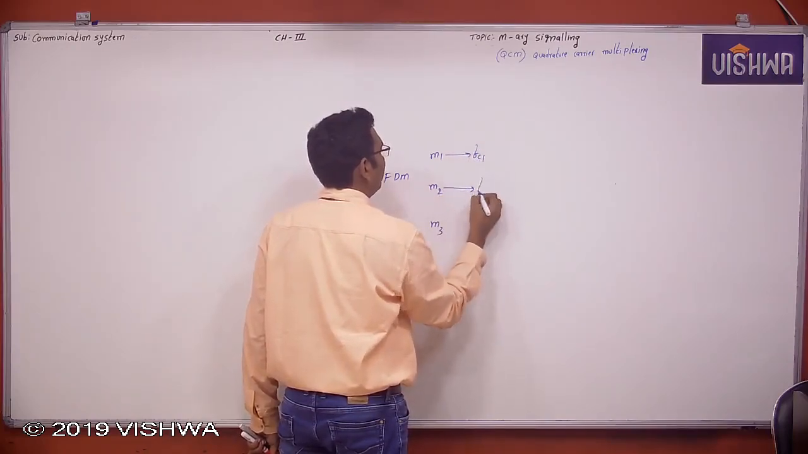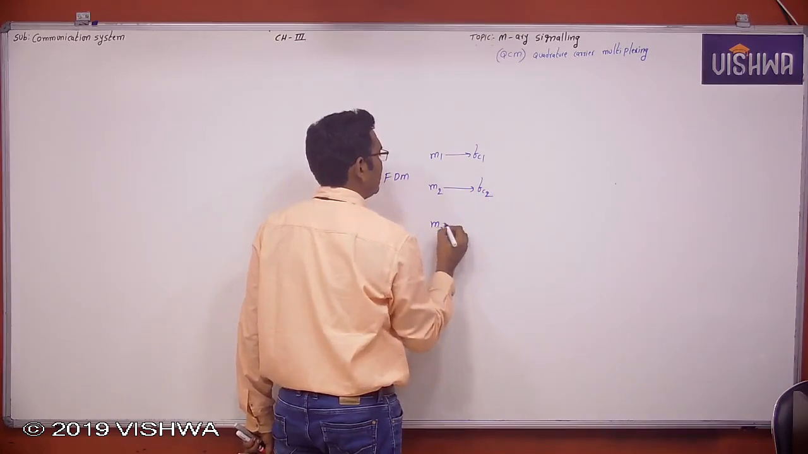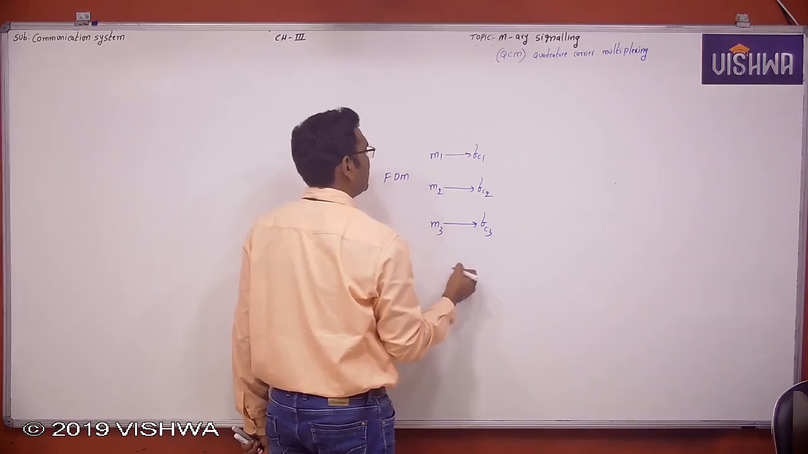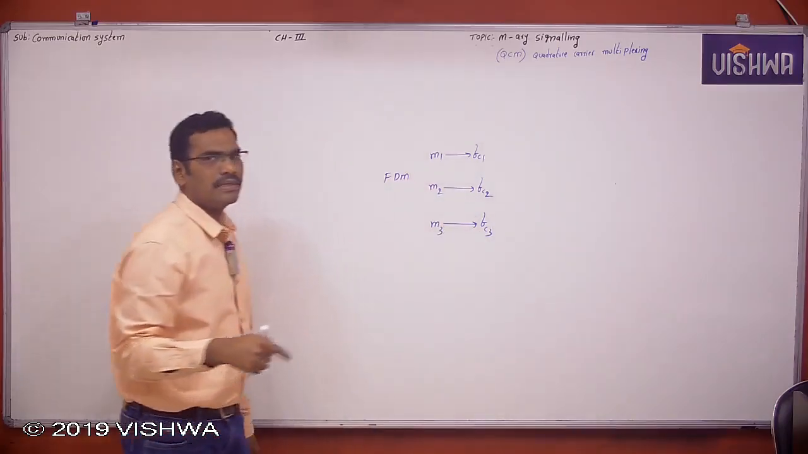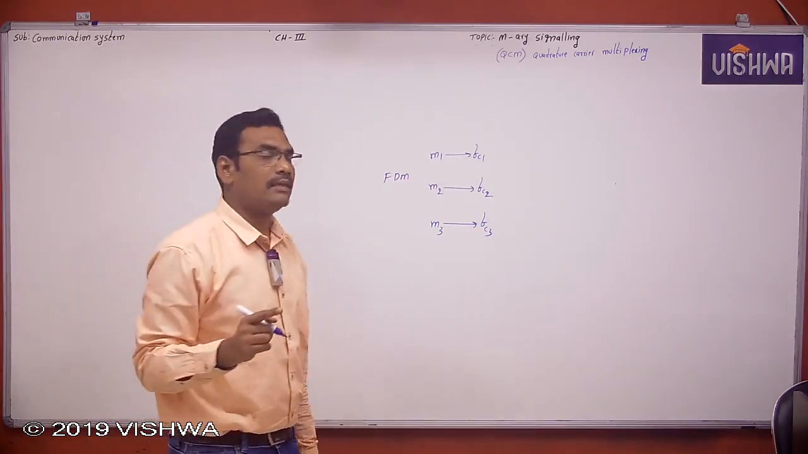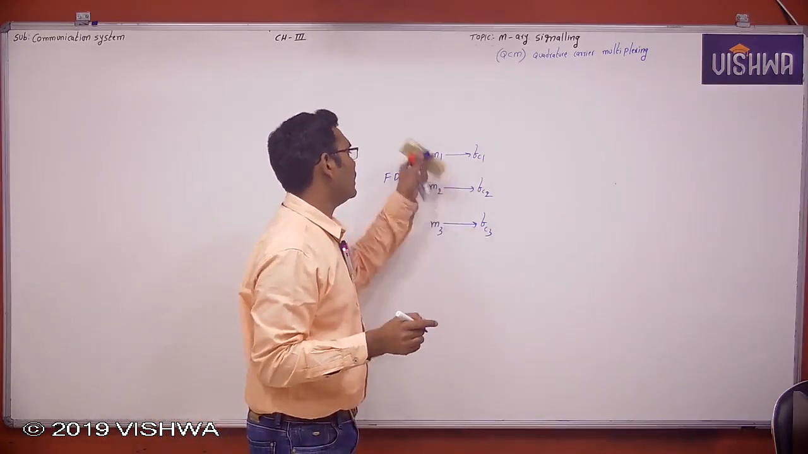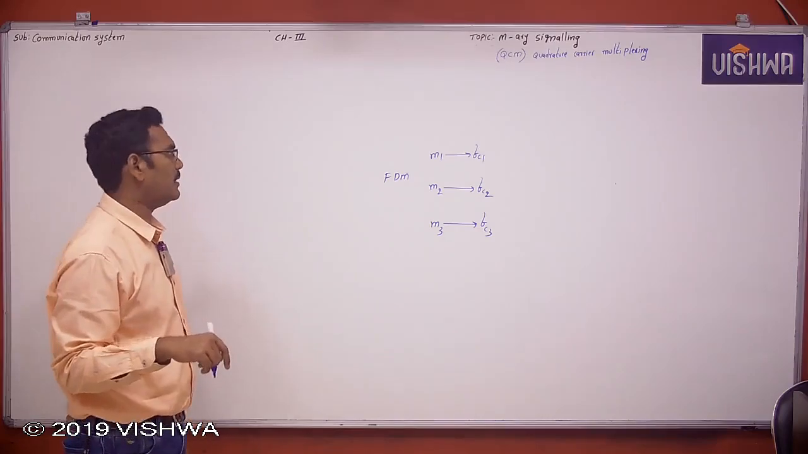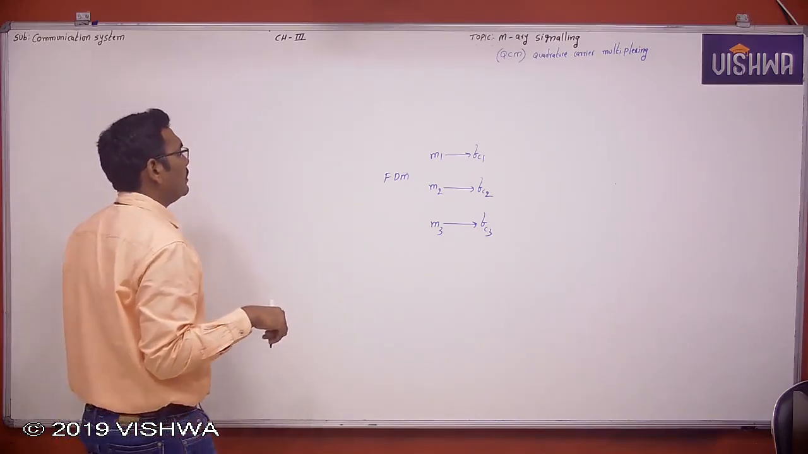For transmission of message 2, I require a carrier frequency of fc2. For transmission of message 3, I require a carrier frequency of fc3. For different carrier frequencies, the message signals are to be transmitted. Then this is called frequency division multiplexing, from our starting analog communication classes, right? So now what is my intention?